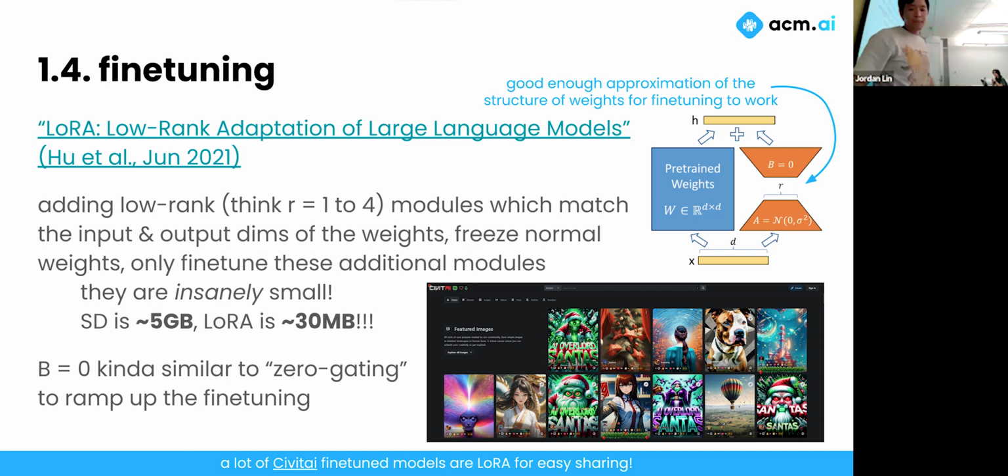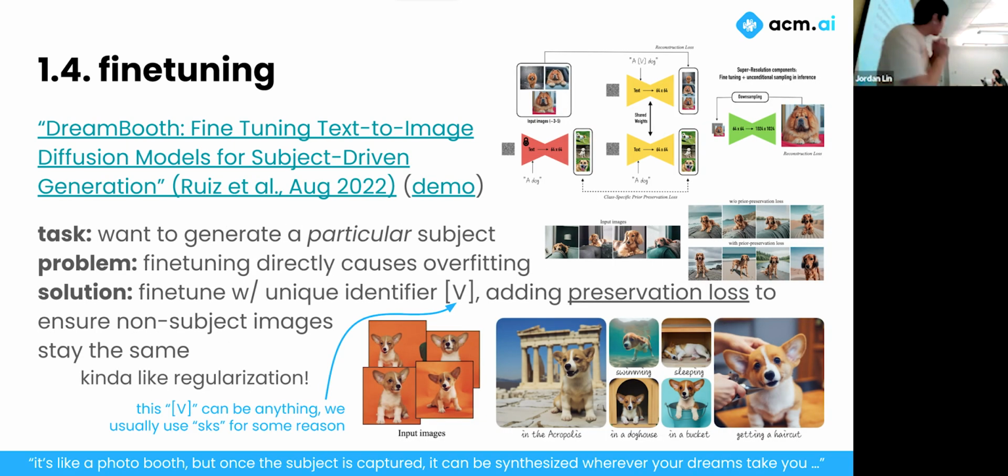All right. However, the issue is, what if we want to generate a particular subject? For example, I want to generate this dog specifically, right? If you say, I want to generate a picture of a dog, it's not going to be this dog. And the problem is, if you were to just fine-tune directly on, say, the set of these 4 images, it causes overfitting, right? You can kind of see it here. It does decently well placing the dog in different scenarios, but it's the same pose from the dog.